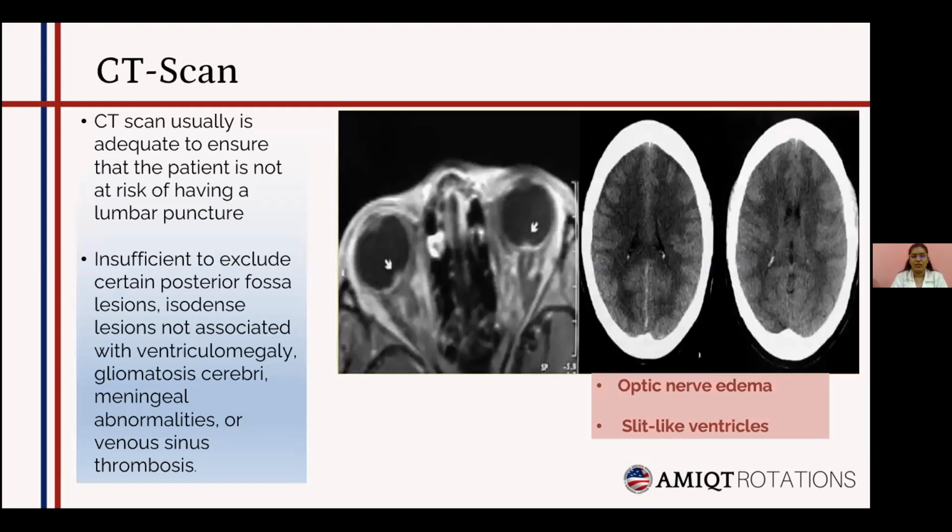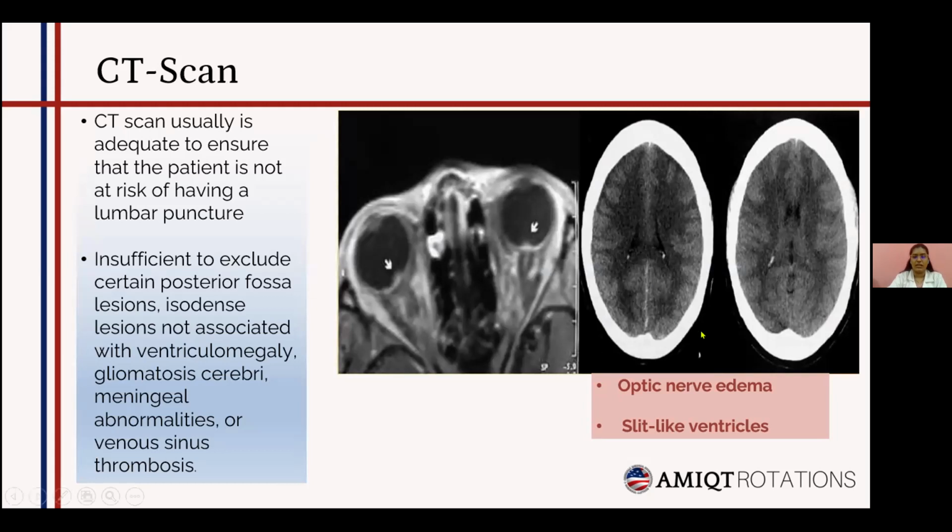A CT scan or a CAT scan is usually adequate to ensure that the patient is not at a risk of having a lumbar puncture. But the drawback of a CAT scan is that it is insufficient to exclude certain posterior fossa lesions and also certain isodense lesions. And we also cannot look at some meningeal abnormalities or venous sinus thrombus.